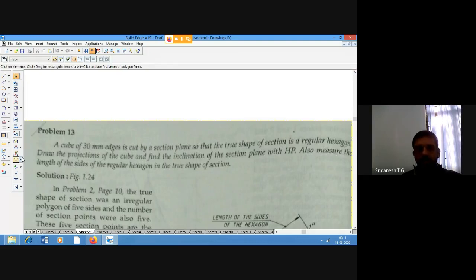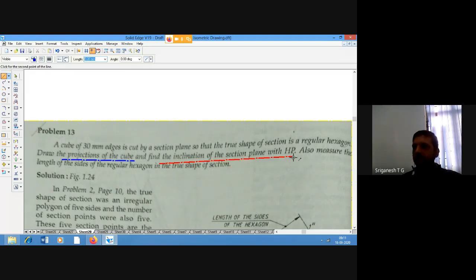Okay, right. Draw the projections of the cube and find the inclination of the section plane with HP. Now, what is it saying? It's saying draw the projections of the cube. That means front and top view. Okay, find the inclination of the cutting plane. Now we should only find out in which way the cutting plane should be placed. How should I cut?